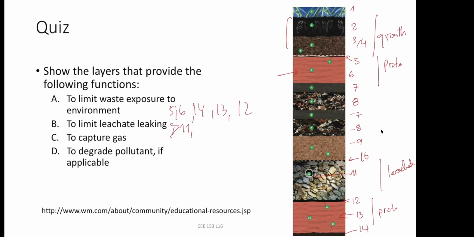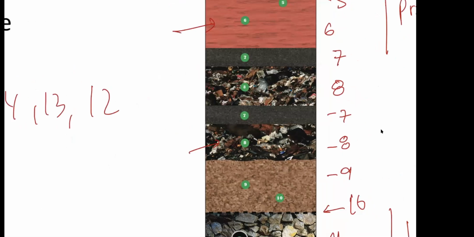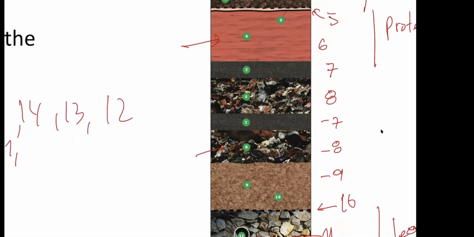Which one captures gas? Think of where the gas is produced. Gas is produced here, in the waste. So think of where the gas will go. Would it be 7? Yes, because you have clay over here, so gas cannot permeate through that one. So that means this is 7.